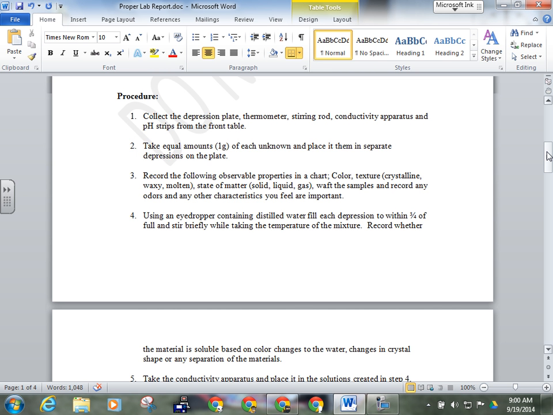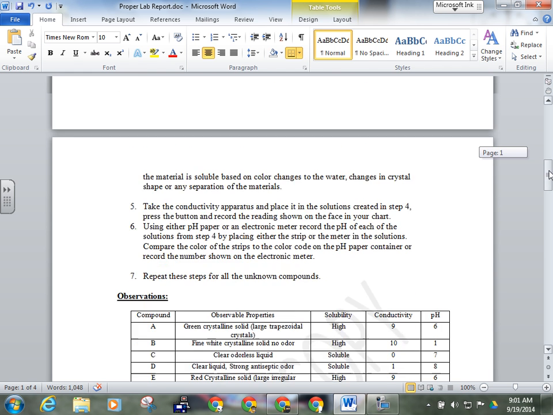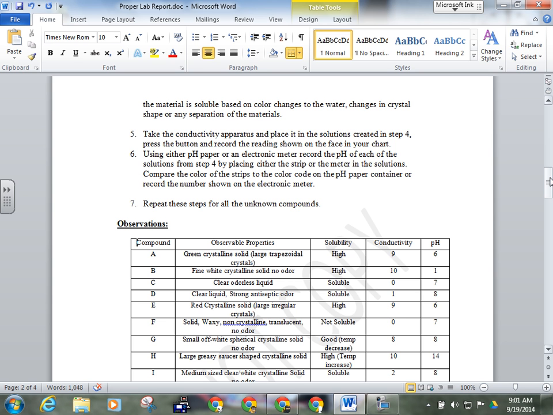All right, those are all signs to look for. Then take the conductivity apparatus and place it in the solutions created in step 4. Press the button and record the reading shown on the face in your chart. Now, I should have said in there, and I didn't, that you should rinse it between samples, and I did not say that in mine here.